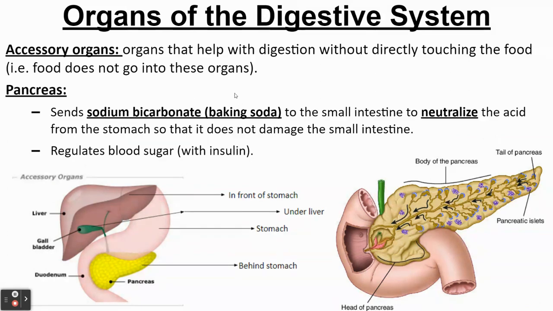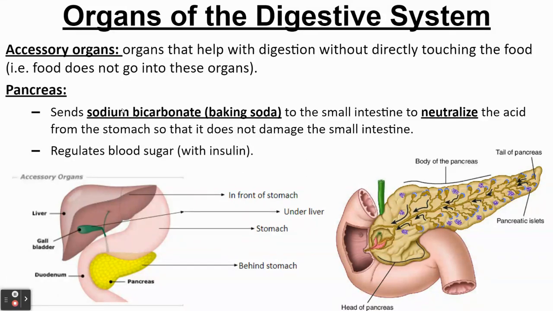So before we go into our large intestine, I want to just do an aside and take a look at the accessory organs. The accessory organs are the liver, the gallbladder, and the pancreas. They're called accessories because they help with digestion, but they don't directly touch the food. So the pancreas right here, its main job is to send sodium bicarbonate, which is just baking soda. You might remember it as being a base, to the small intestine. And that will help to neutralize the chyme, the acidic chyme that enters from the stomach in the small intestine here, so that the small intestine doesn't get damaged, because it doesn't have a thick muscular wall like the stomach to protect it. The pancreas also helps to control your blood sugar by producing a hormone called insulin.